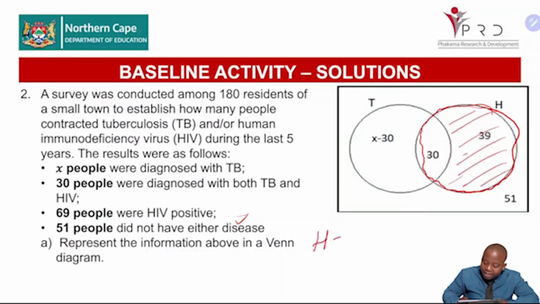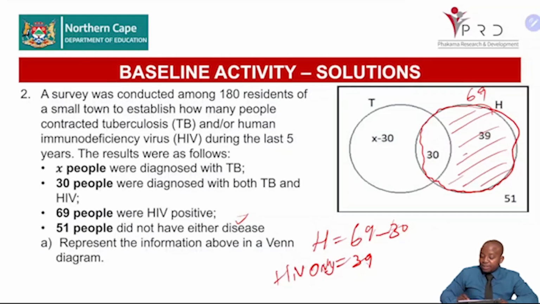Then we're going to look at our H, which is 69, the whole of the H there, minus the intersection, which is 30. We get our value as 39. So 39 was the one for HIV only. Right, then X minus 30 is for TB only. Then they say 51 did not have any of the diseases, so 51 is going to be there outside of all of those events.